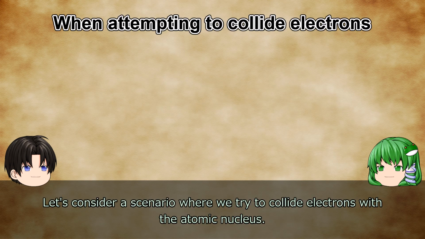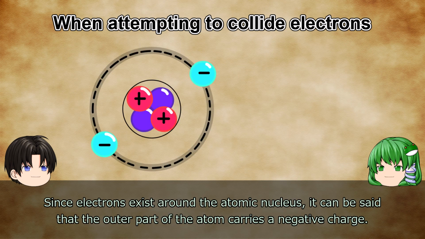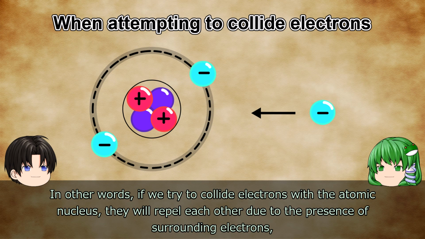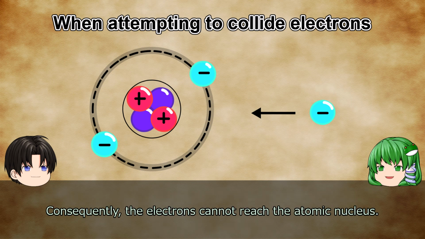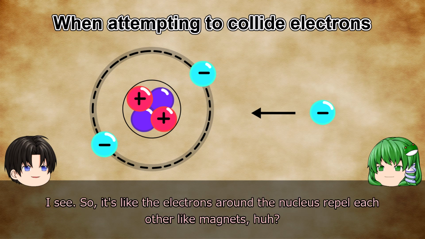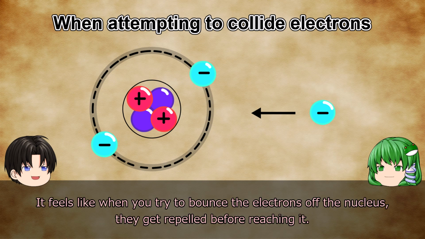What do you mean? Let's consider a scenario where we try to collide electrons with the atomic nucleus. Since electrons exist around the atomic nucleus, it can be said that the outer part of the atom carries a negative charge. In other words, if we try to collide electrons with the atomic nucleus, they will repel each other due to the presence of surrounding electrons. Consequently, the electrons cannot reach the atomic nucleus. I see. So it's like the electrons around the nucleus repel each other like magnets. It feels like when you try to bounce the electrons off the nucleus, they get repelled before reaching it.